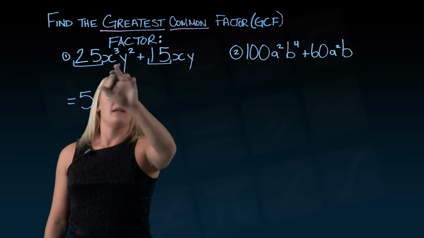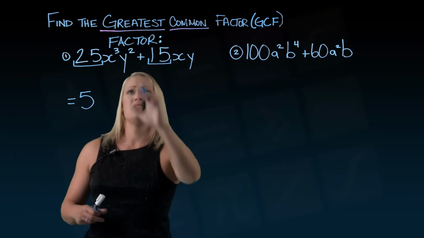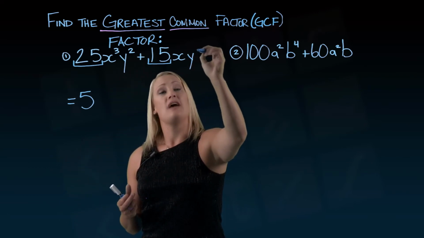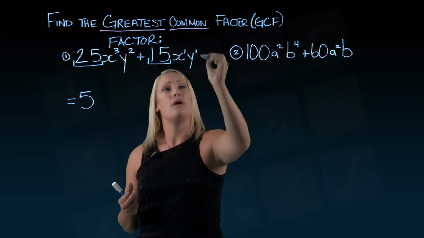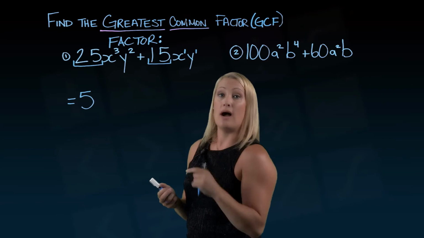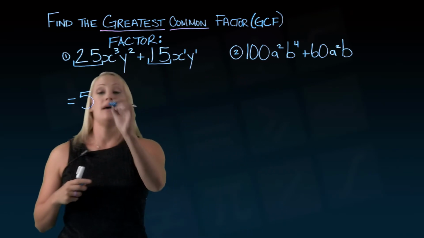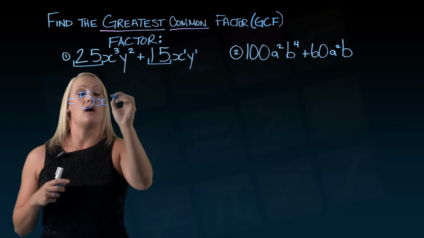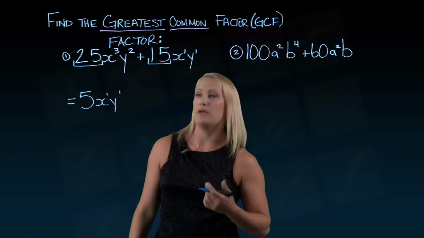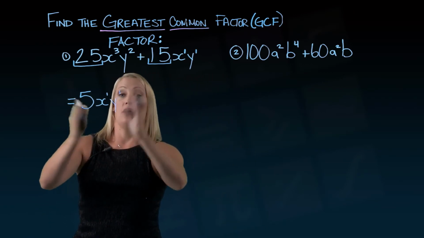Now we're going to take a look at the letter portion of this. x to the power of 3, 3 x's. y to the power of 2, 2 y's. Over here, it's just xy, which really is x to the power of 1, y to the power of 1. This one only has 1 x and 1 y. So if I want to find the greatest common factor between the two of those, it looks like all they have in common is 1 x and 1 y. You don't have to write the ones there, but you can if you want to. This is the greatest common factor right here, 5xy.